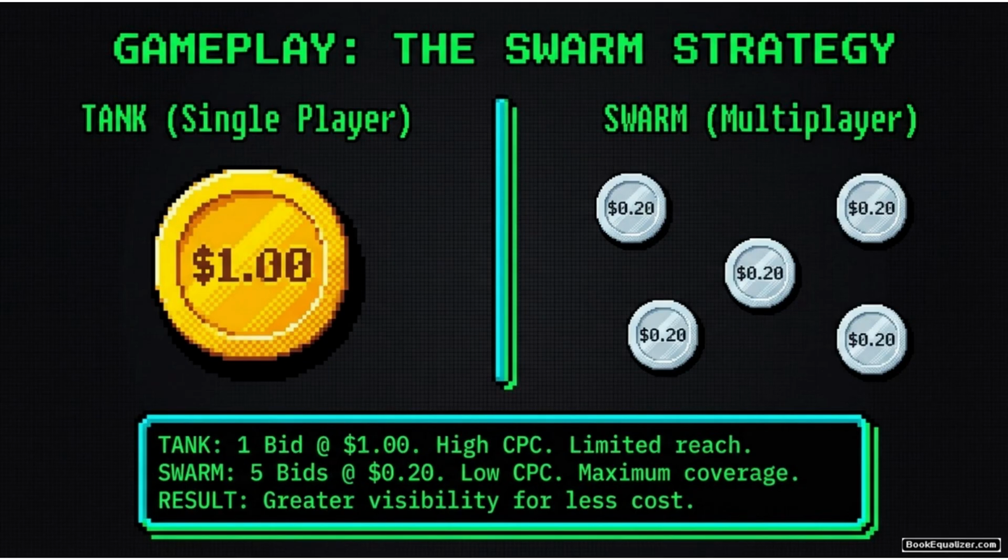I call it the swarm strategy. Traditional approach, the tank. One bid at $1. High cost per click. Limited reach. You're playing defense, trying to outbid your competition. It's expensive and unsustainable. Swarm approach, multiplayer mode. 5 bids at 20 cents each. Low cost per click. Maximum coverage. Instead of competing head-to-head with one expensive bid, you're spreading out across the battlefield with multiple affordable bids. The result? Greater visibility for less cost.